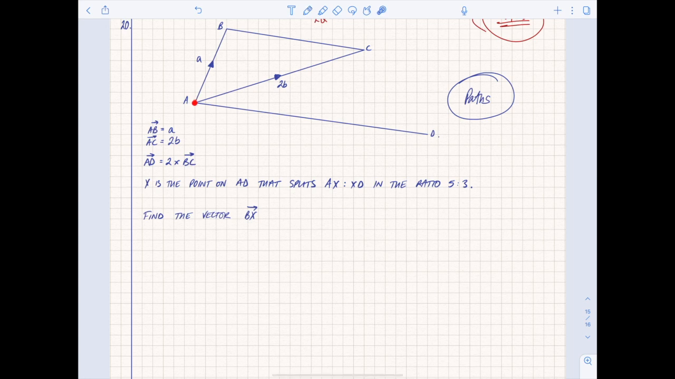So for example, if I'm at A and I want to get to B, it tells me A to B is lowercase a. It gives me the arrow. So for me to go from A to B, the name of this road is A. For me to go from A to C, the name of this road is 2B. It tells me that A to D is 2 lots of B to C.